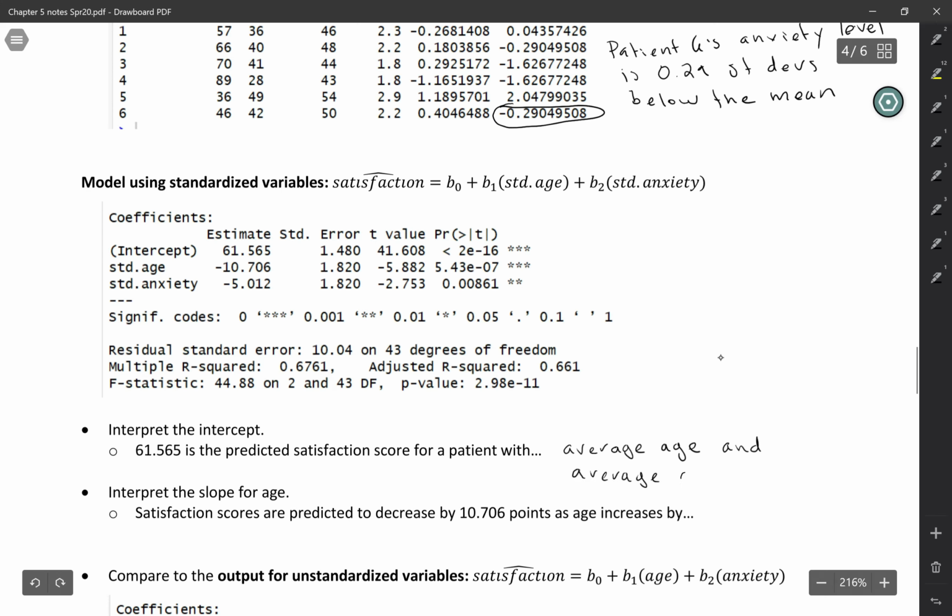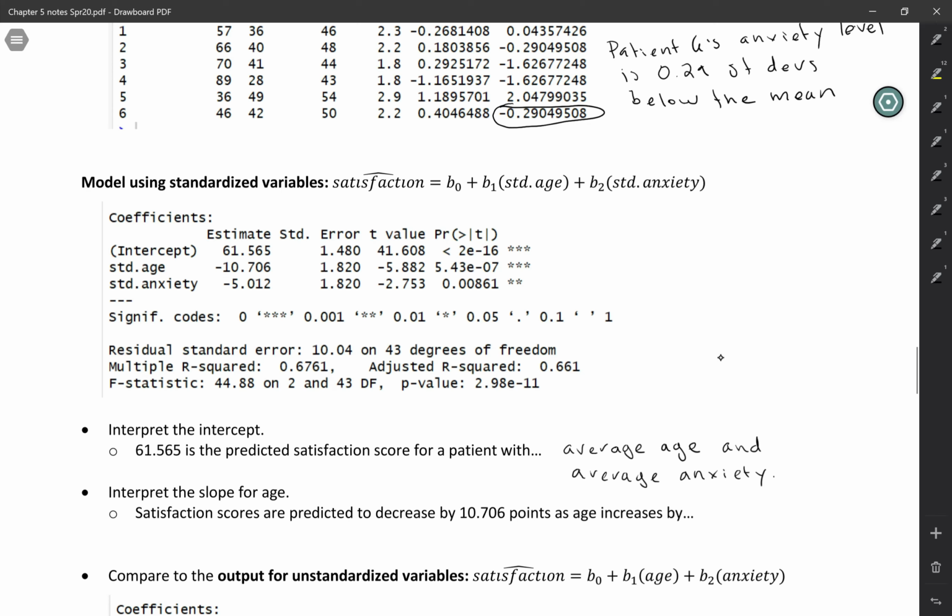So this is another reason that people sometimes like to use standardized variables, is that instead of having an intercept that a lot of times isn't meaningful because 0 isn't a reasonable value, the intercept is going to be interpreted as the predicted value of the average person, right? The average of all of these variables.